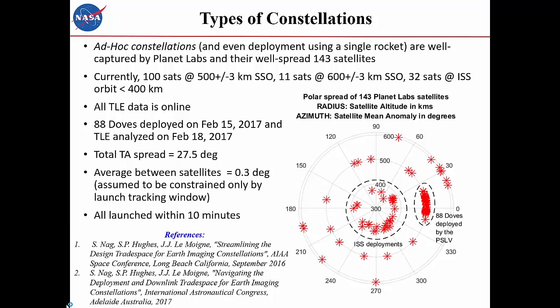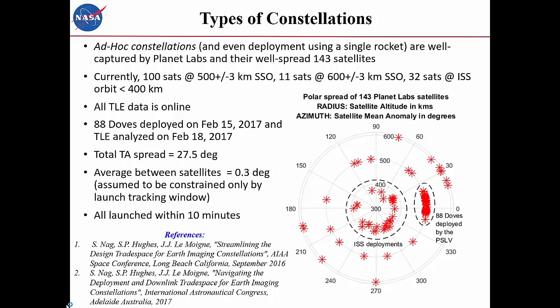Another type of constellation, which I thought would be interesting for this audience that we've modeled, is called ad hoc, in which the single rocket delivers the entire load of satellites in one go, like the PSLV delivered 88 satellites in orbit a few years ago. And I pulled the data about 2 days after that launch, and all of the satellites are here. So what you see in the radius axis is altitude, and the polar axis is mean anomaly spread in the same orbit. And all of the PSLV launches were here.